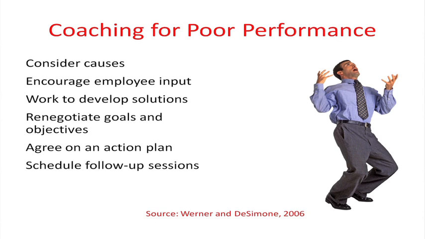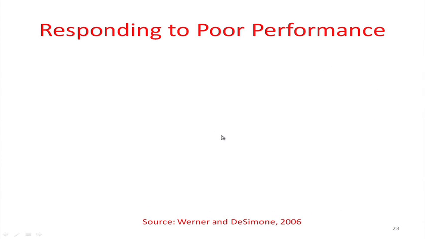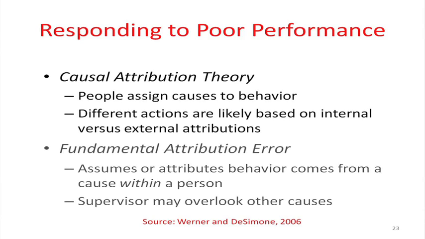Then both the coach and the coachee have to agree on that action plan, and then you go for scheduling other activities, how you are going to do it. So, coaching for poor performance is very, very important, because ultimately it leads to that. And finally, we are going to talk about how we respond to poor performance. There are two major theories that have been used, known as causal attribution theories and fundamental attribution error.